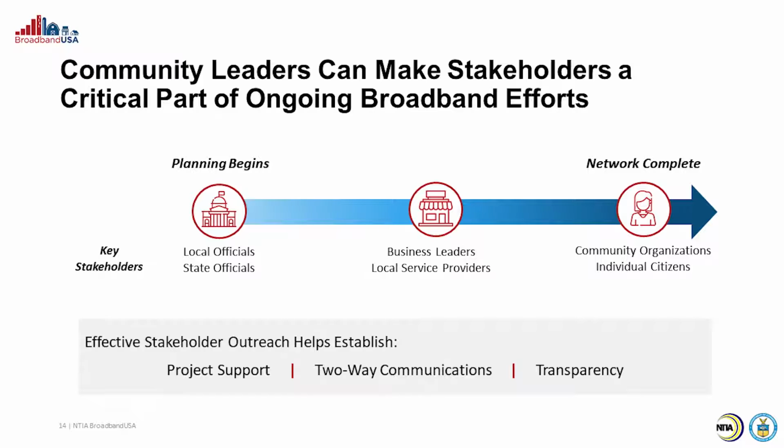We also understand that effective stakeholder outreach helps establish project support through the entire life cycle. And it's important to establish two-way communications because the information constantly changes. And you want to make sure that you are engaging in clear, concise communications. And then for the public trust, you want to ensure transparency and making sure that no one has any questions about the process, how decisions were made, who were involved in the decisions, and how the money will ultimately be spent.